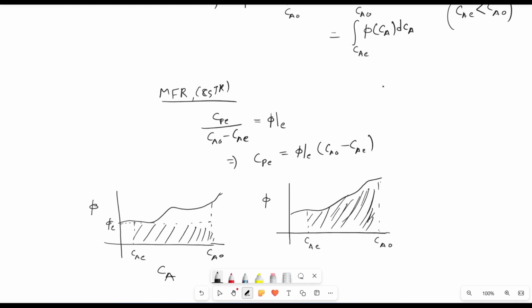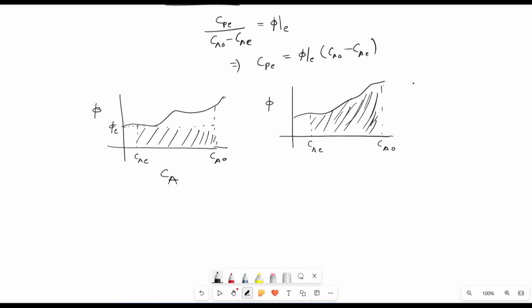So for case one, the C product in mixed flow is less than the C product in plug flow.